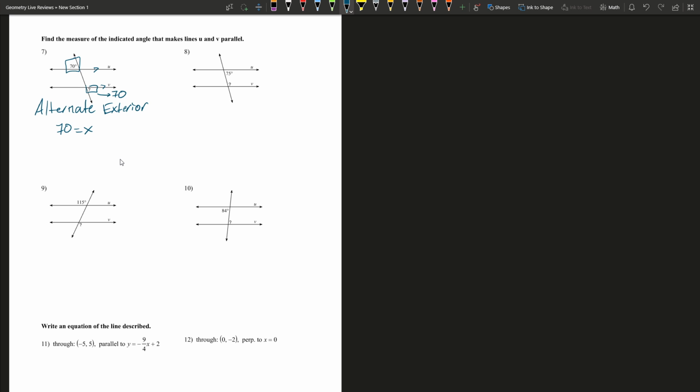All right, number 8. These are on the same sides of the transversal, and they are interior, so these are consecutive interior. In order for two lines to be parallel when they're cut by a transversal, the sum of the two consecutive interior angles has to add up to 180. So 75 plus our unknown has to equal 180. So if we subtract 75 from both sides, we get x is equal to 105.